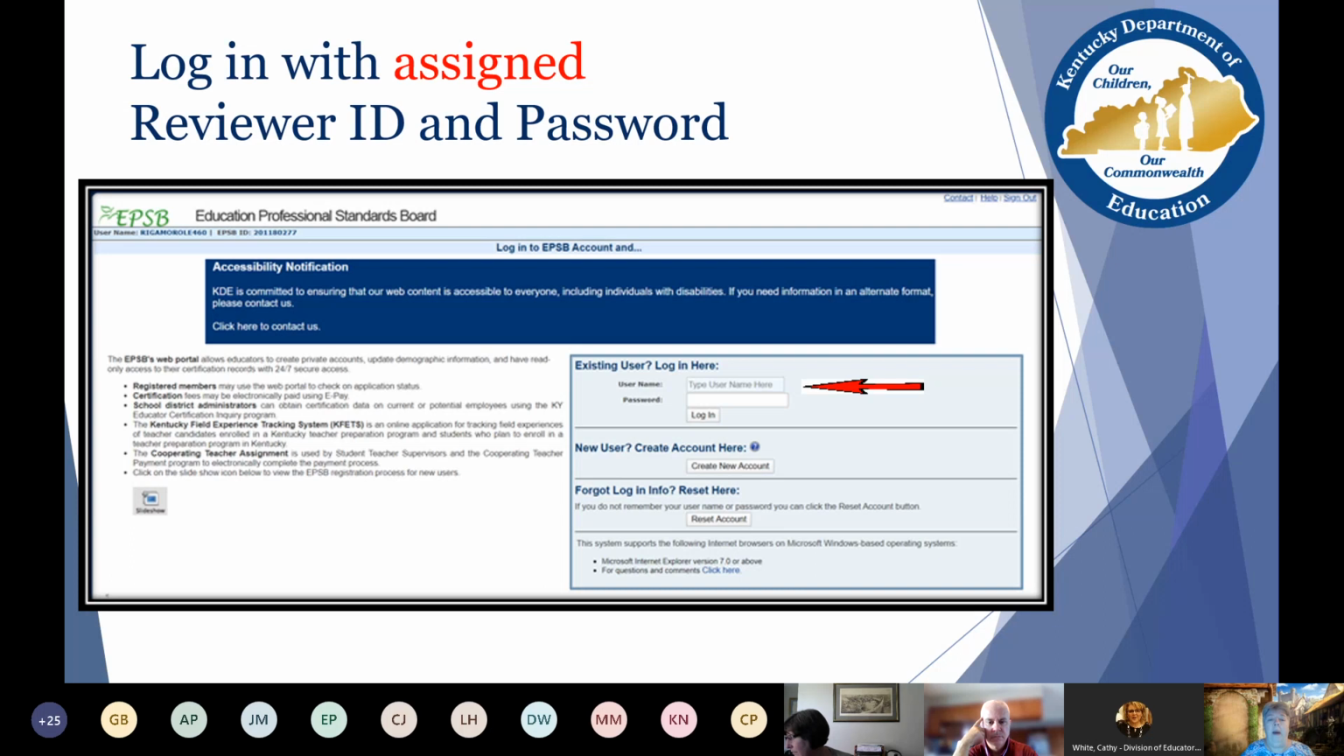Enter the username and password that is provided to you in the email. If you log in and you receive a message that the password has expired, please do not reset the password yourself. Contact Kathy White as soon as possible.